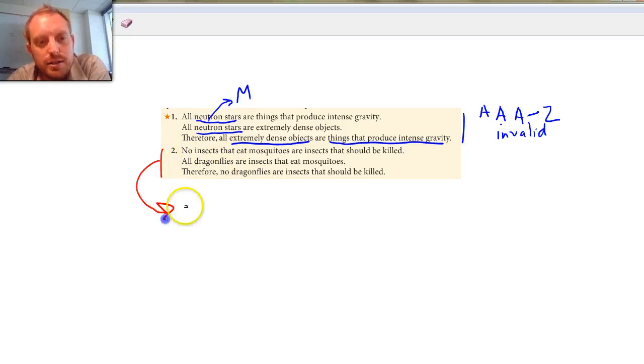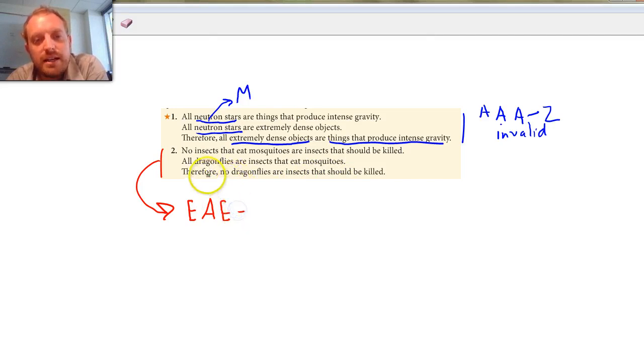Okay. So let's start with the mood. No insects. I don't even have to finish the sentence. Anything that starts with the no is always an E. All dragonflies are insects. That's an A. Therefore, no dragonflies are insects. So that's an E, A, E.